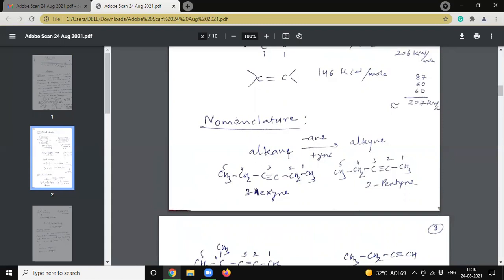Nomenclature. In alkane, ane is replaced by yne, alkyne. Here also we have to select the longest chain of carbon containing the triple bond. We have to give numbering from the end nearest to the triple bond present in the longest chain. See here, this is 3-hexyne. It is 2-pentyne.